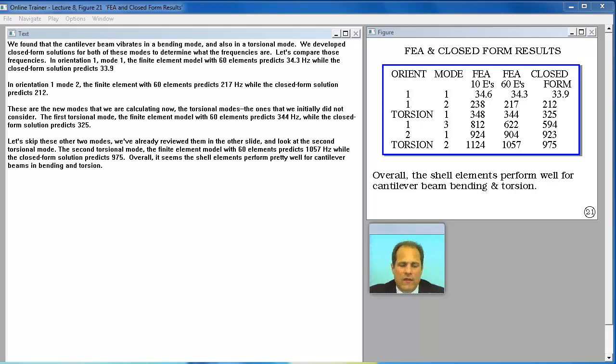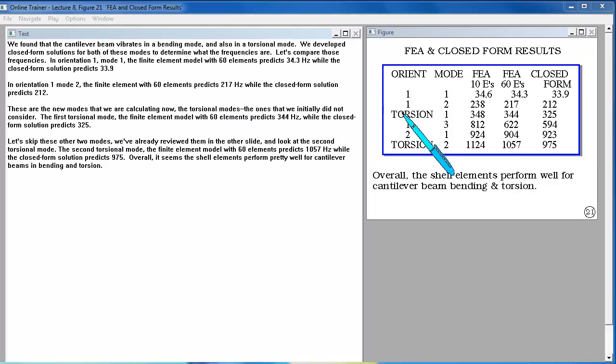We found that the cantilever beam vibrates in a bending mode and also in a torsion mode. We developed closed-form solutions for both of these modes to determine what the frequencies are. Let's compare those frequencies. In orientation 1, mode 1, the finite element model with 60 elements predicts 34.3 Hertz, while the closed-form solution predicts 33.9.